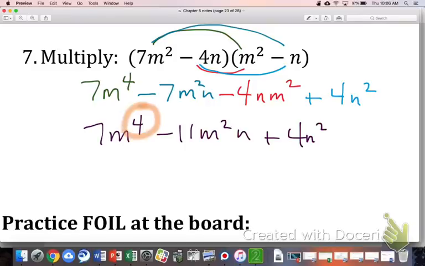The degree is 4, yep. And what's the lead coefficient? 7. Yep, you got it. All right. Let's see here. This is going to work out good. Let's go ahead and move forward here.